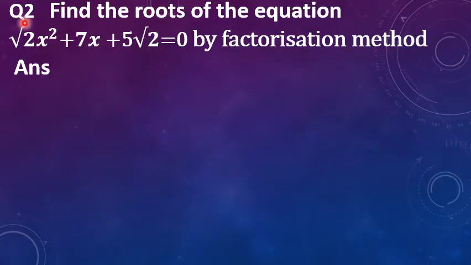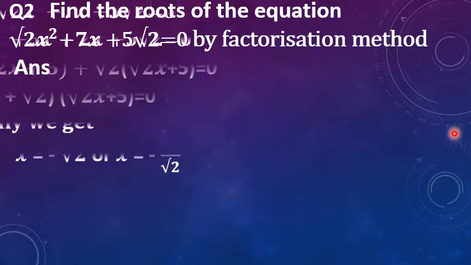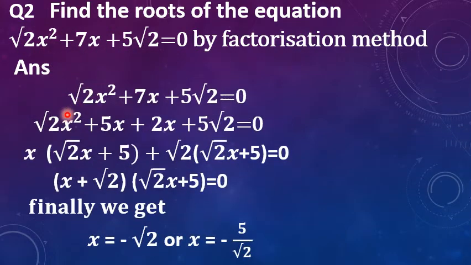Now let us come to question number 2. Find the roots of the quadratic equation root 2 x square plus 7x plus 5 root 2 equals 0 by factorization method. You have done such questions in the previous video lectures. So let us come again to the recapitulation of such a concept.